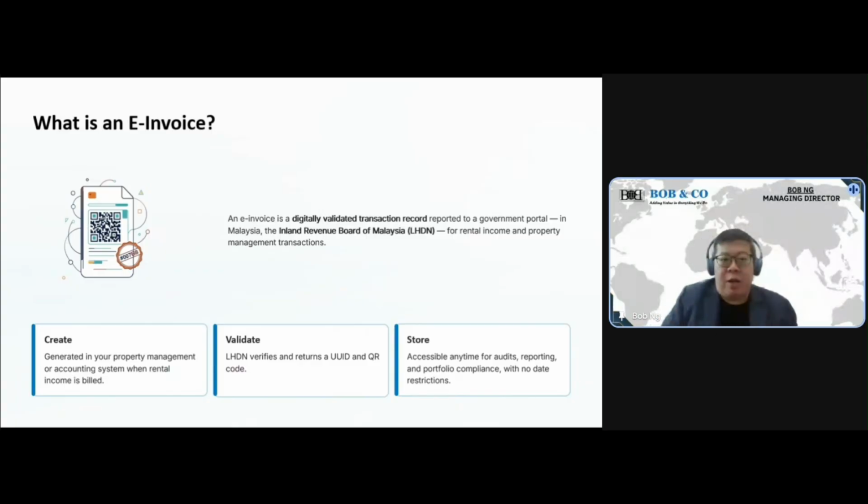And what happens from there? Once you have submitted your e-invoice, LHDN will verify your transaction, and if it's validated, they will return you a UUID and a QR code as well. And whatever is created and stored in the MyInvoice portal, you basically have access to anytime for any purposes relating to audit, reporting, or any checking whatsoever.